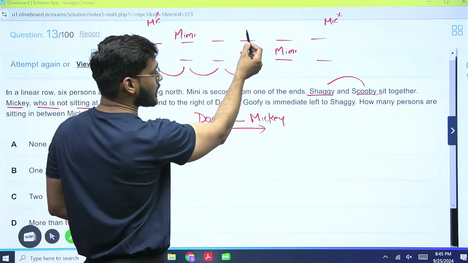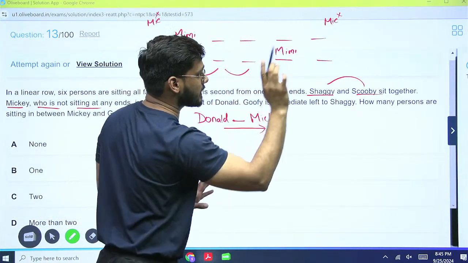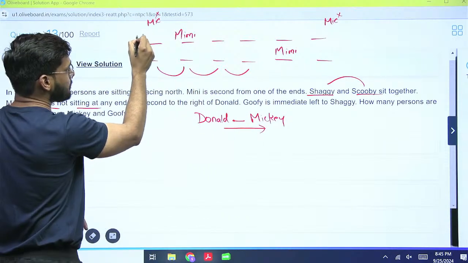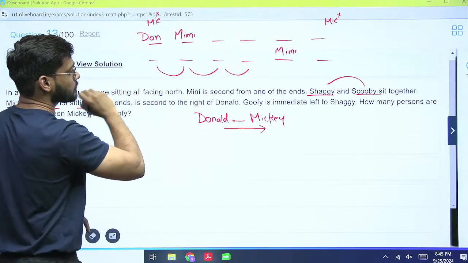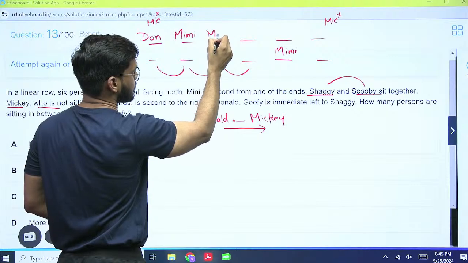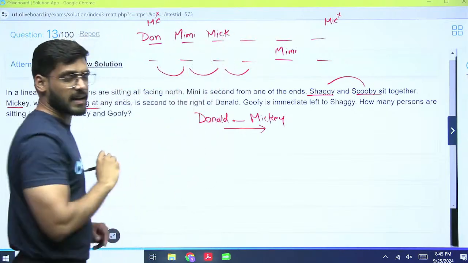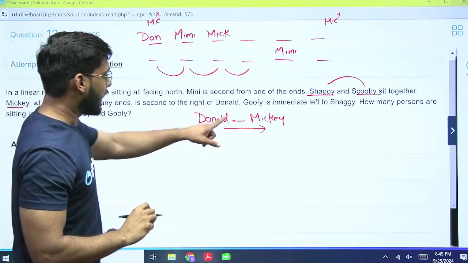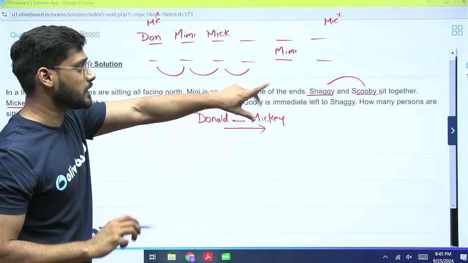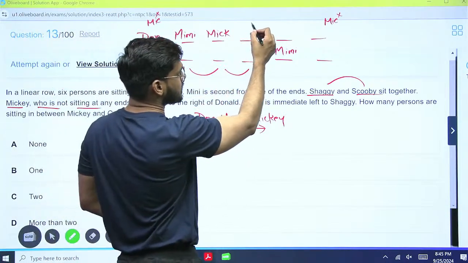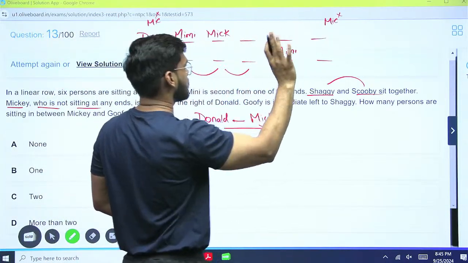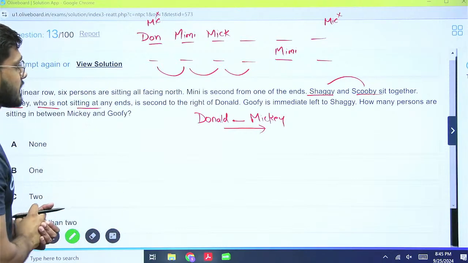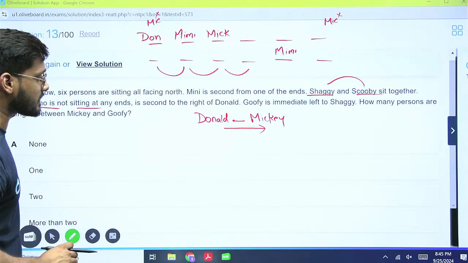Similarly, if we are fixing Donald over here, Mickey will not come because Mickey is not at the end. So there is one possible position for Donald, that is this one, and for Mickey, this one. Right? I hope you are getting my point. And we have to fix Shaggy and Scooby together. Then Shaggy and Scooby sit together like this or like this. Okay. Next, in the second case, how are we going to fix this line as well?